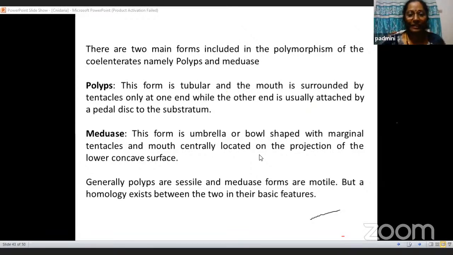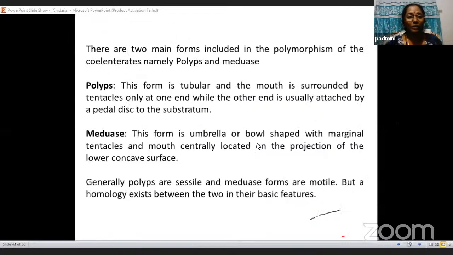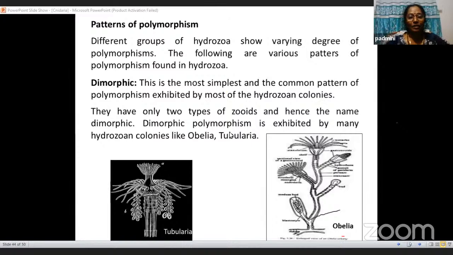Okay, so that's a basic feature of this medusa and the polymorphism present in them. Coming to the pattern of polymorphism. What is this pattern of polymorphism? The pattern is they can be either dimorphic, trimorphic, or polymorphic. What is this dimorphic, trimorphic?